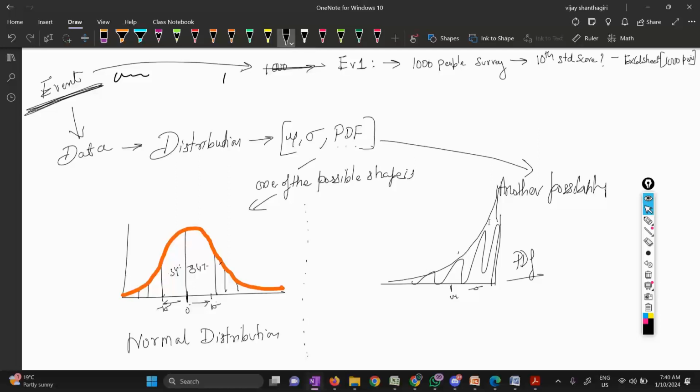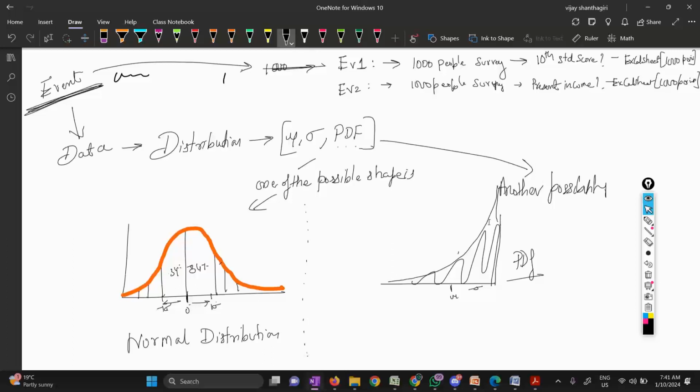Yes. Now the second event. While you are asking that, you ask another question: present income. This Excel sheet also has 1,000 points because you asked all the 1,000 people, correct?